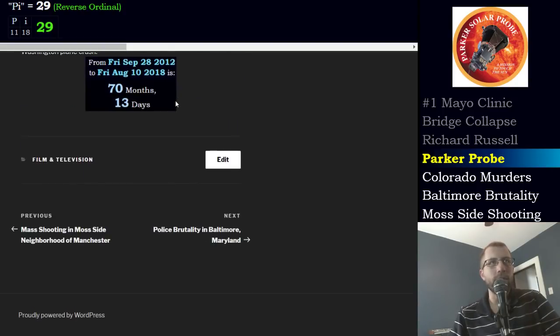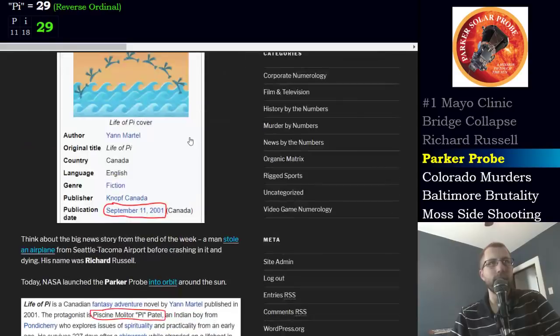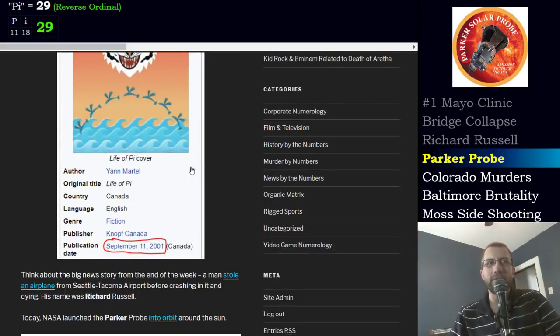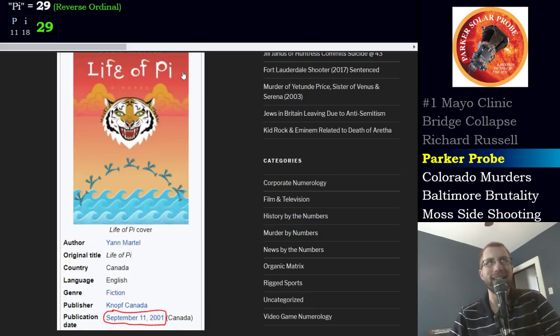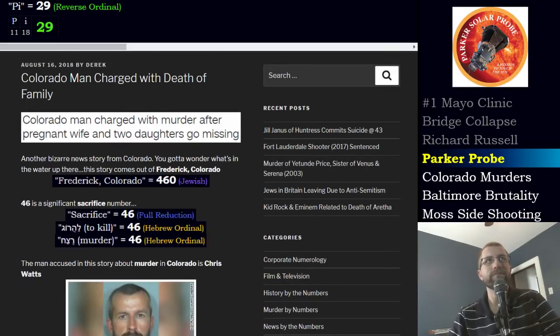So I invite you to check out my post to go through the rest of this, but it's pretty interesting, right, that we're talking about all these relationships to 9/11, and it's a clear tribute to Life of Pi with these news stories.